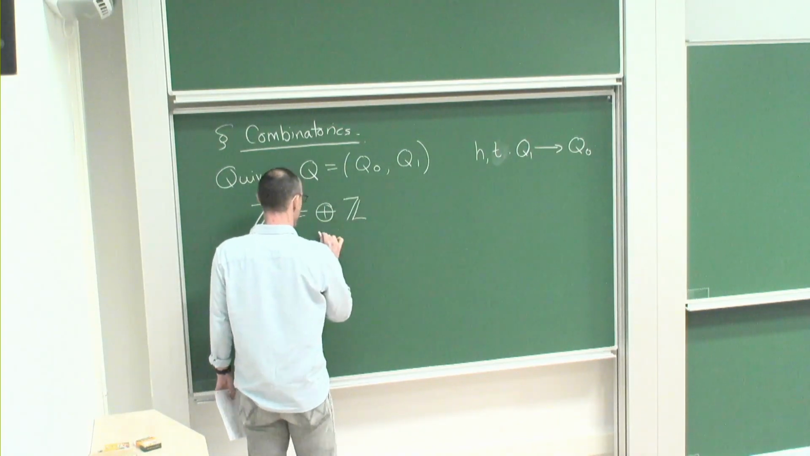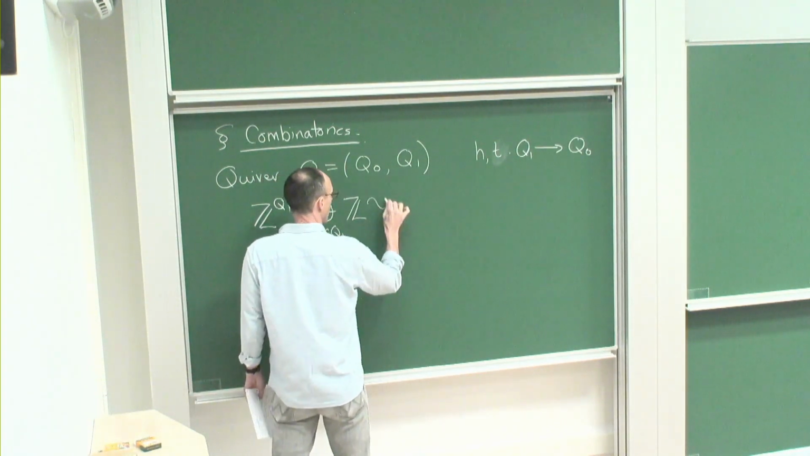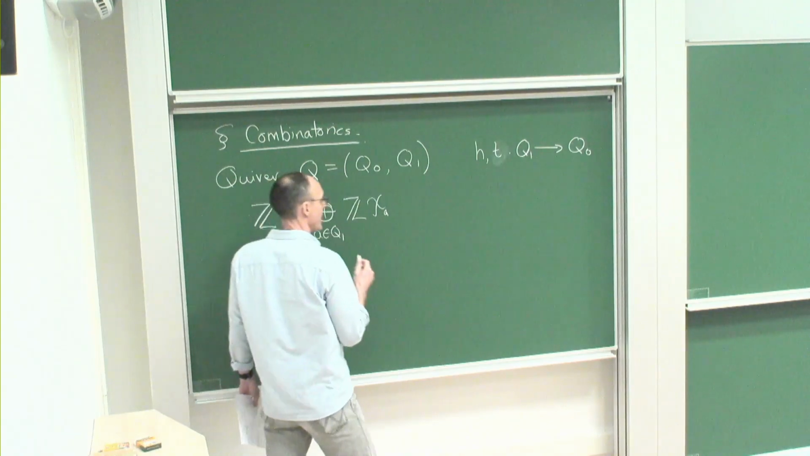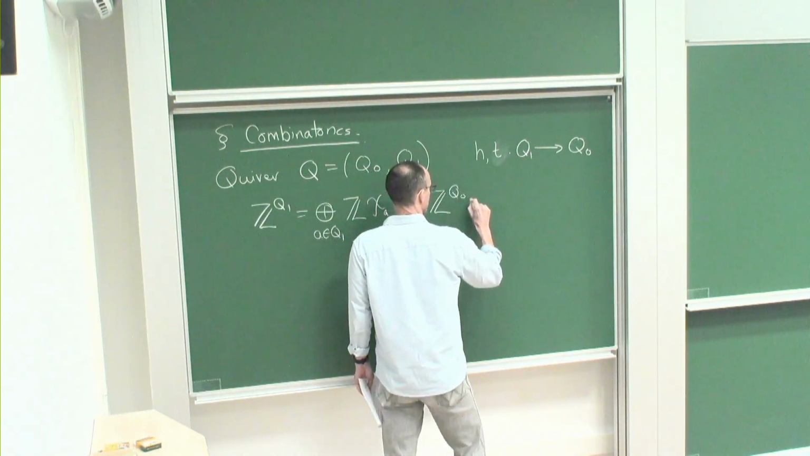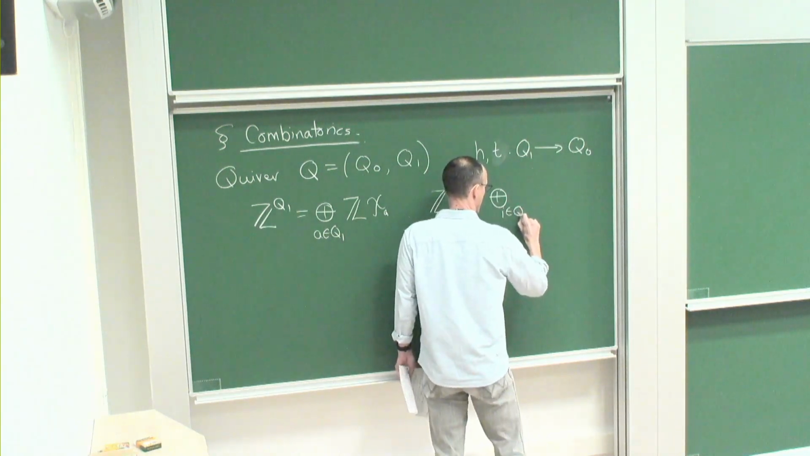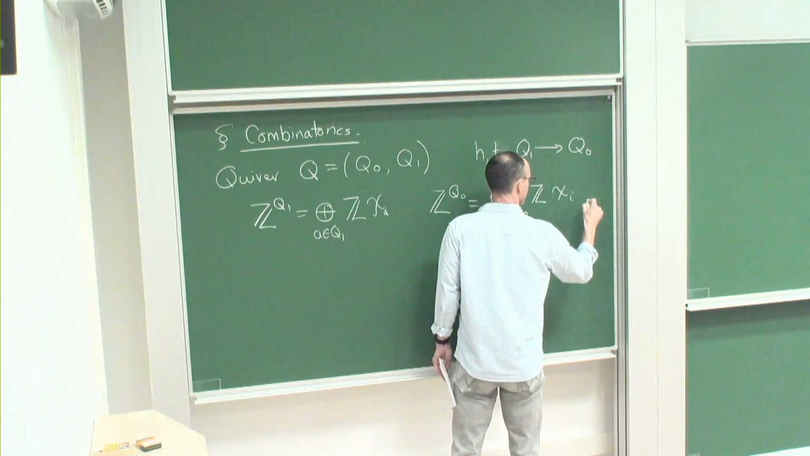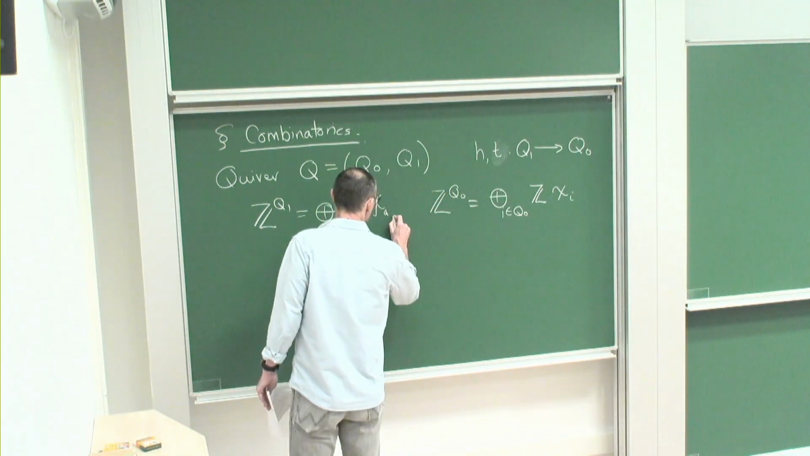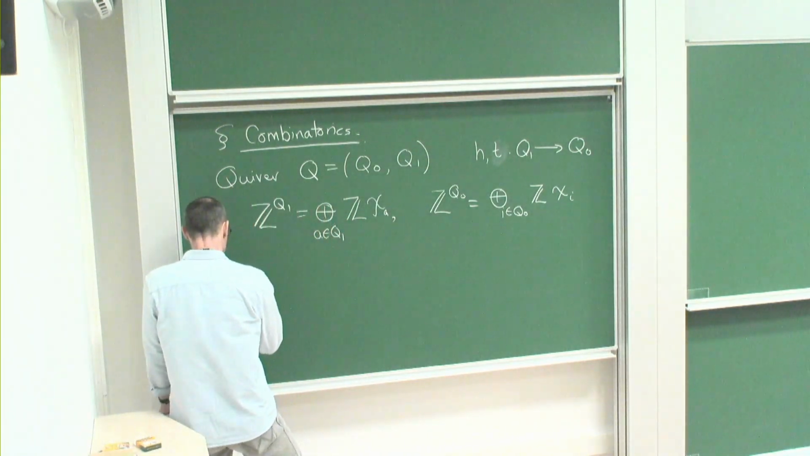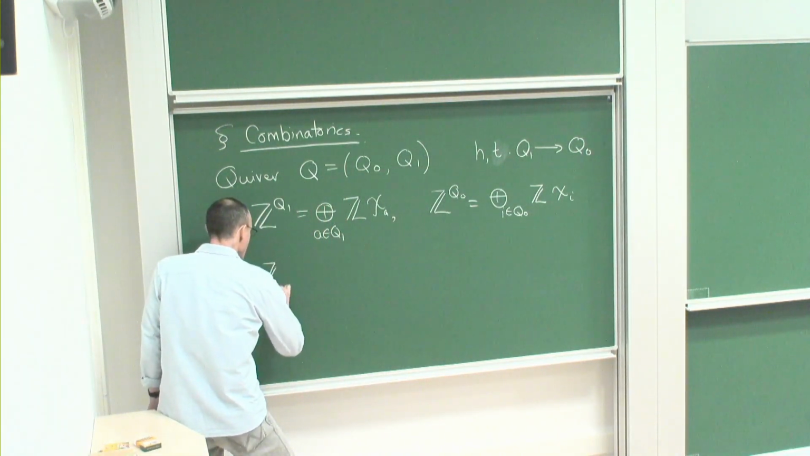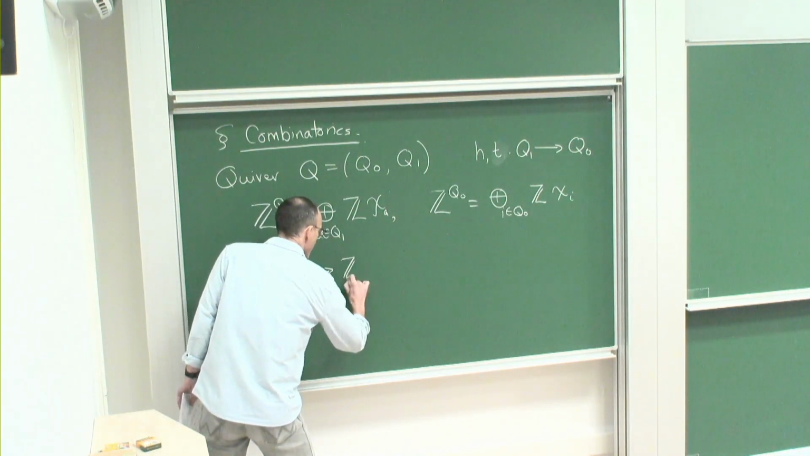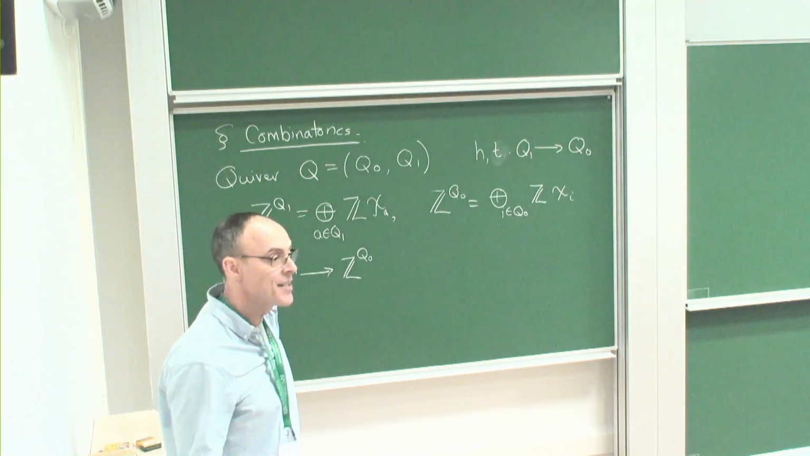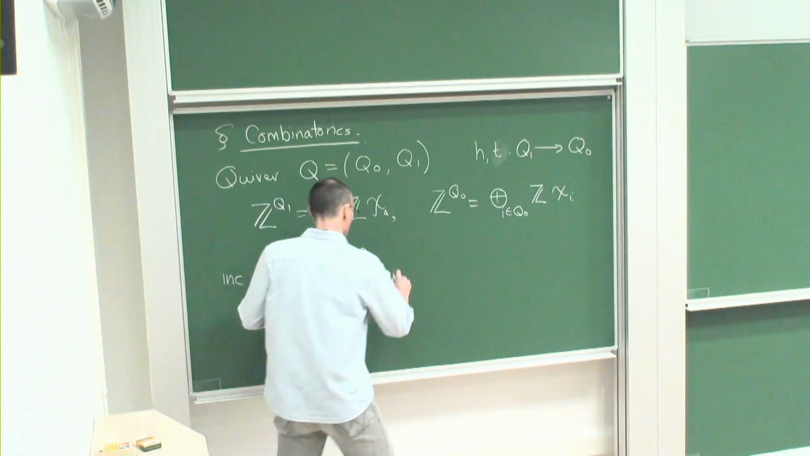Just the Z-module freely generated by the arrows, and here chi_a is some characteristic function, just a formal variable indexed by the arrows, and similarly for the vertices. Again, the chi_i are just formal variables. So armed with this information, the key thing we need, and I'll try and emphasize that, is a map of Z-modules associated to the quiver: the vertex-edge incidence map.